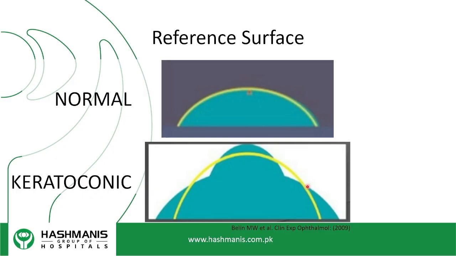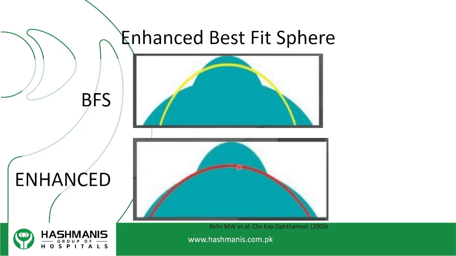Again, the concept of that reference surface: if you see a normal best fit sphere, it's going to look like what this is. Then the keratoconic cornea, with a normal best fit sphere, is going to go a little bit higher, and the cone will become hidden inside that best fit sphere. But then when you do that extrapolation data of the enhanced best fit sphere, the cone will exaggerate itself.